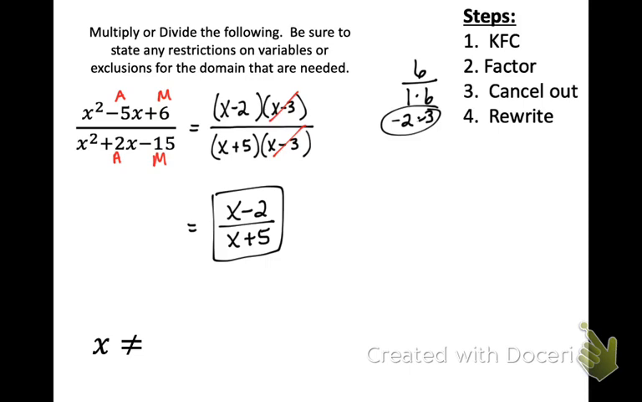For my restrictions, I'm looking at the denominator. So right here. It doesn't matter that I canceled out x minus 3. I'm still going to consider it. So I have to figure out what would make each of these 0. I have two x's here. For this first factor, if x were negative 5, then that factor would be 0. And for the second factor, if x had been a positive 3, then that would be 0. So my two restricted values are negative 5 and 3.